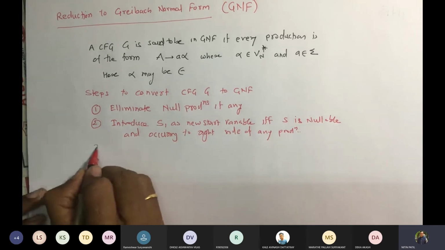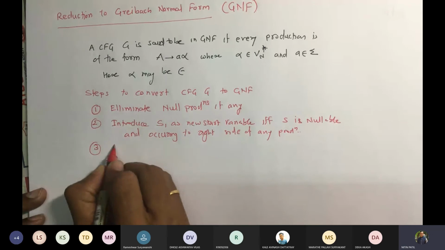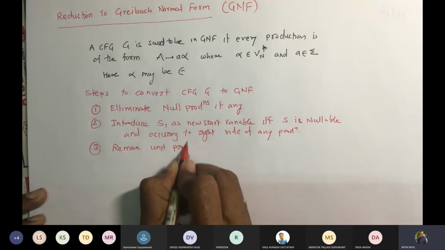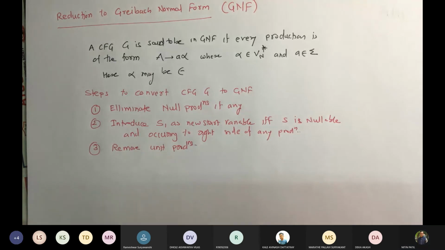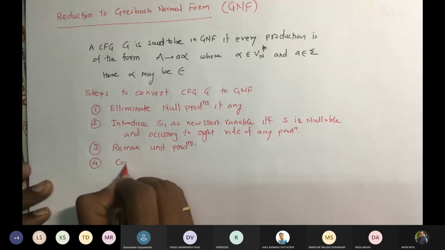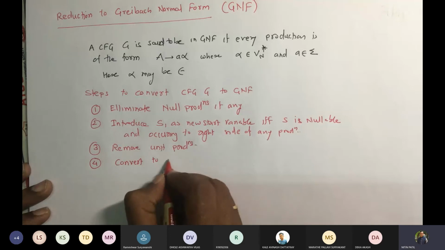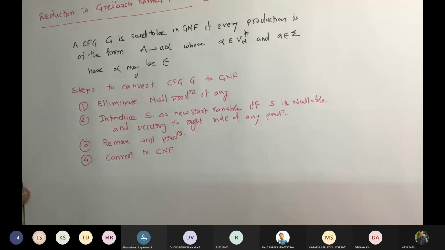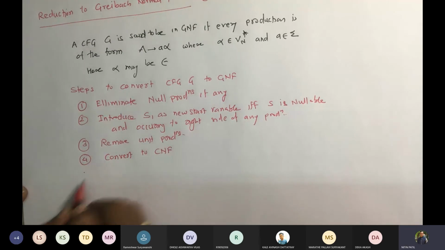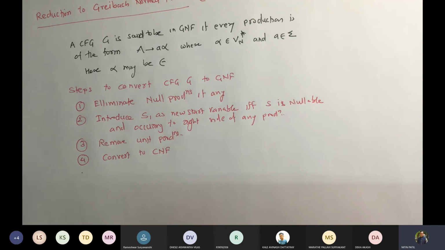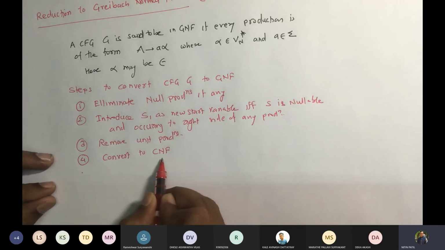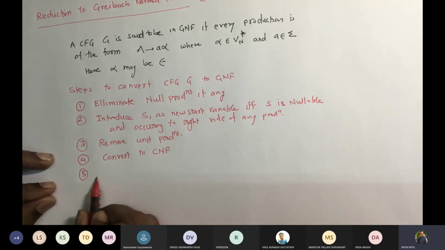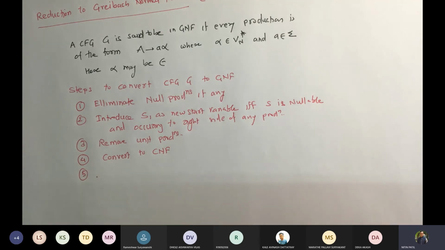Then the third thing is that you have to remove unit productions. The fourth thing is to convert to Chomsky normal form. And then the fifth is the mechanism that we are going to work with. Whatever grammar you got after conversion to CNF, we are now going to apply the steps which I am going to show you through the example.